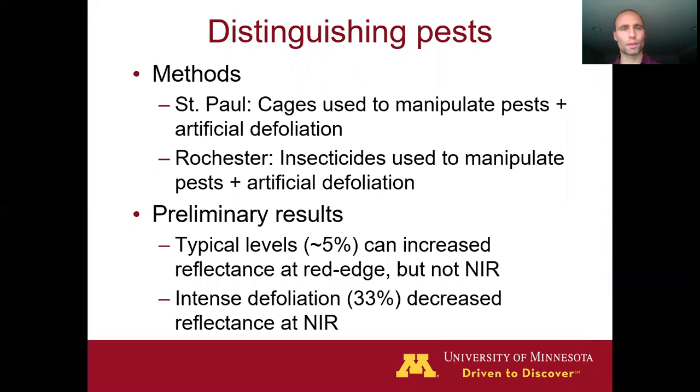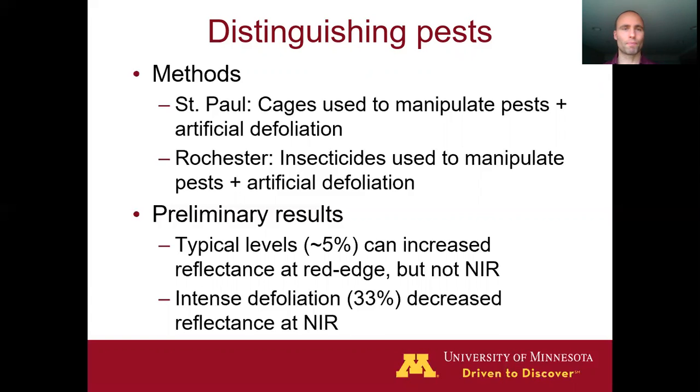We're in the middle of this project. We conducted research in 2019 and 2020, and we're planning to do it again this next summer. We've been doing research at St. Paul and at Rochester. And at one location, we use cages, again, to manipulate the pest populations. And at Rochester, we've been using insecticides. But at both sites, we essentially have plots with no pests, plots with just aphids, plots with just Japanese beetles, and then plots with aphids and Japanese beetles.